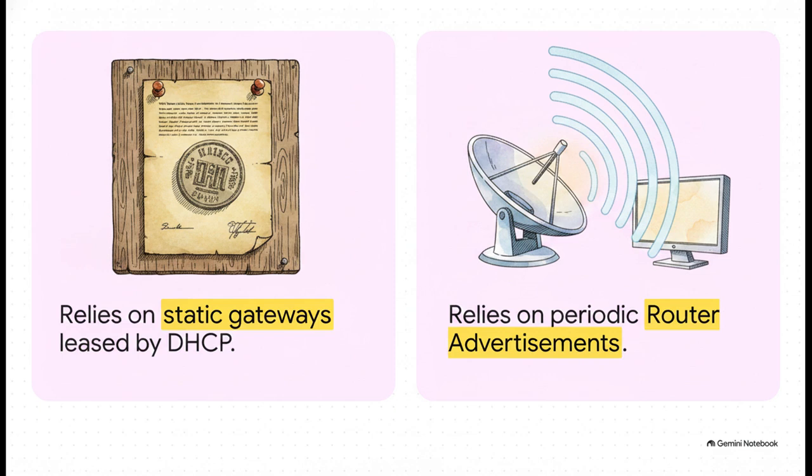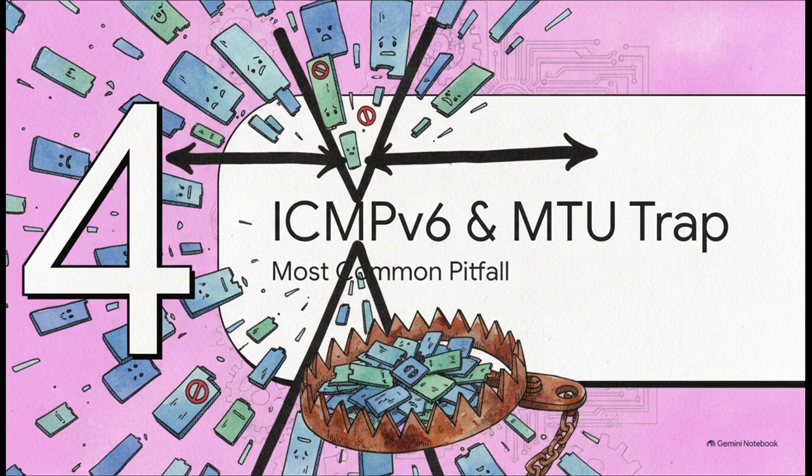If your switch or firewall is misconfigured and happens to block those RAs, the host will silently drop its default route and just vanish from the network. There's no explicit gateway renewal anymore. It is a constantly updating, dynamic process. Next up, Section 4, the ICMPv6 and MTU trap.